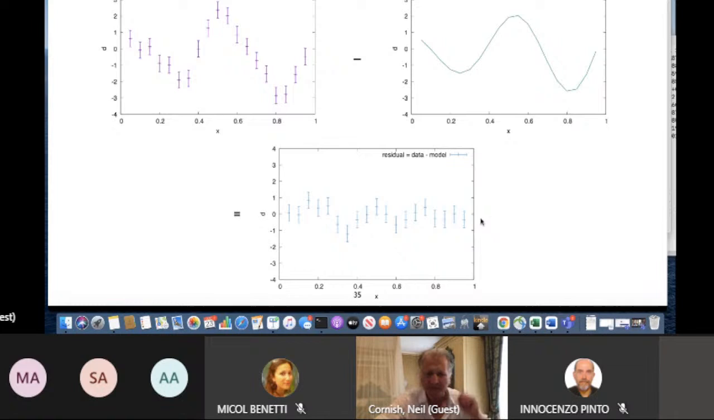This is why modeling the noise is so important, because what you're trying to do is take the data that comes out of the gravitational wave detectors, subtract off whatever model you have, and keep adjusting that model until what is left is consistent with your model of the noise.